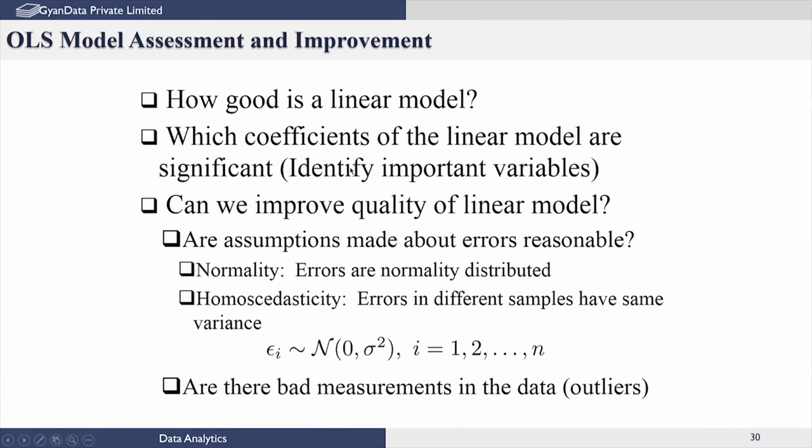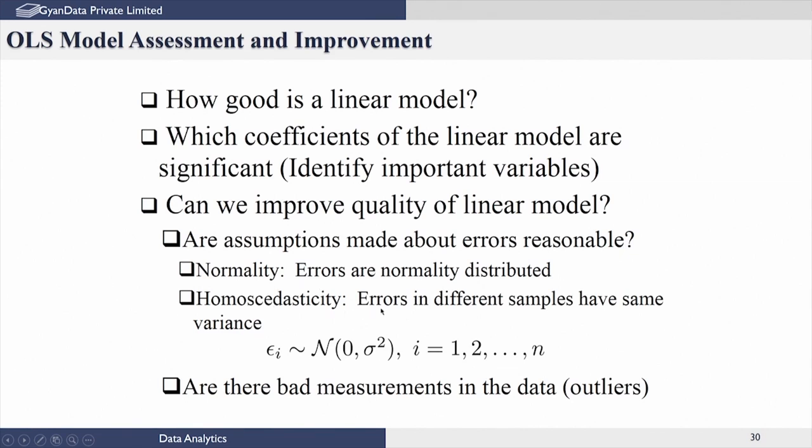Suppose the linear model that we fit is acceptable, then we want to actually see whether we can improve the quality of the linear model. When fitting a linear model using the method of least squares, we make several assumptions about the errors that corrupt the dependent variable measurements. So, are these assumptions really valid? What are some of the assumptions that we make about the errors that corrupt the measurements of the dependent variable? We assume that the errors are normally distributed. Only this assumption can actually justify the choice of the method of least squares.